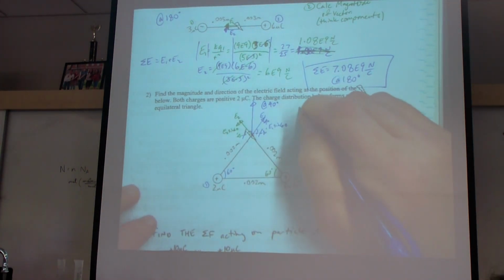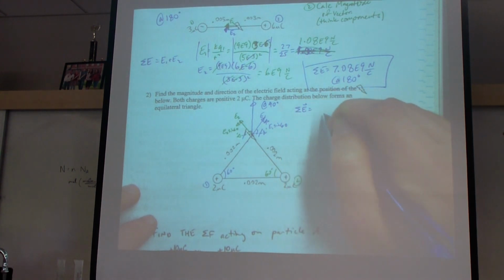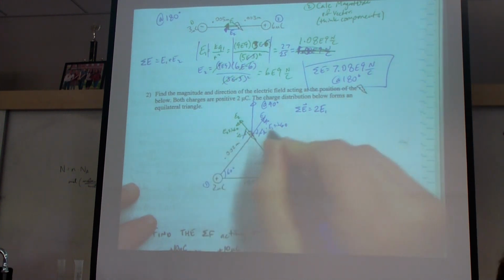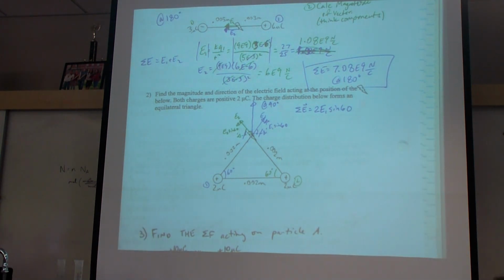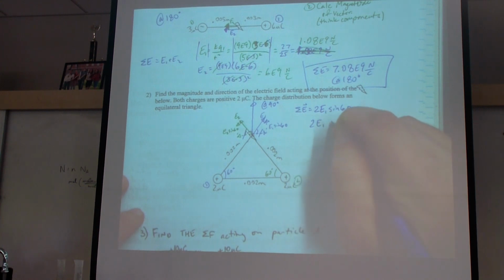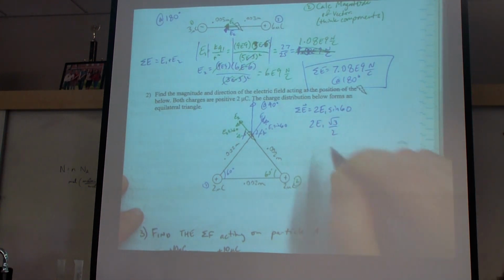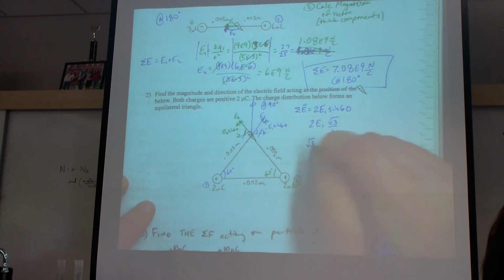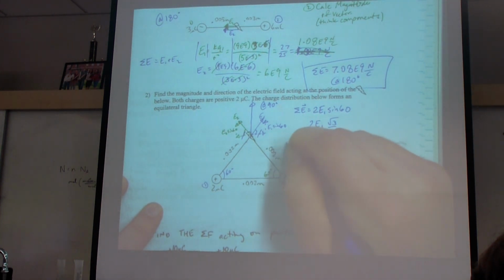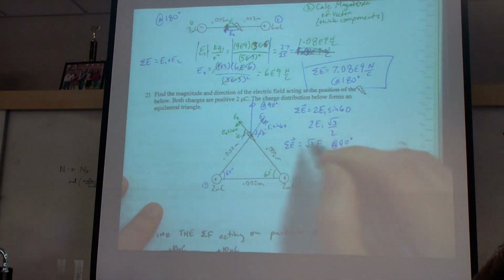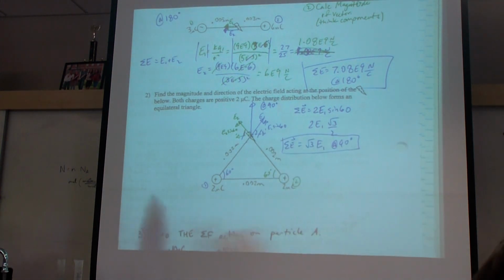Our answer, our net electric field, is going to be 2E. I'm just going to call them E1 because they're both the same when I add them together, sine 60. Okay? Sine 60 is root 3 over 2. So my answer is root 3 times E1 at 90 degrees. That's my answer. Of course, what is E1?